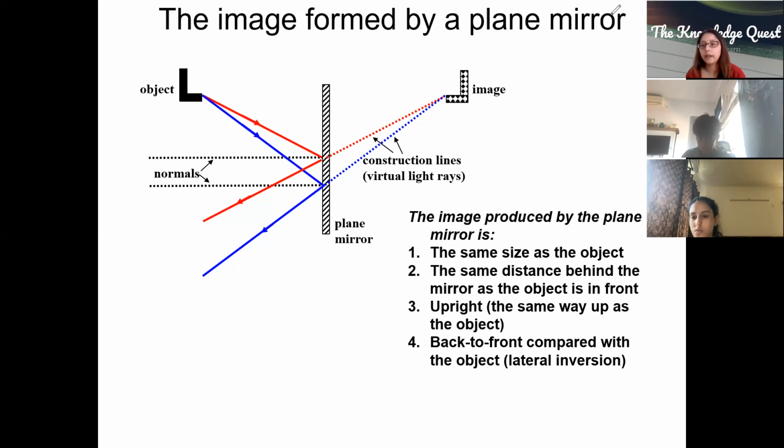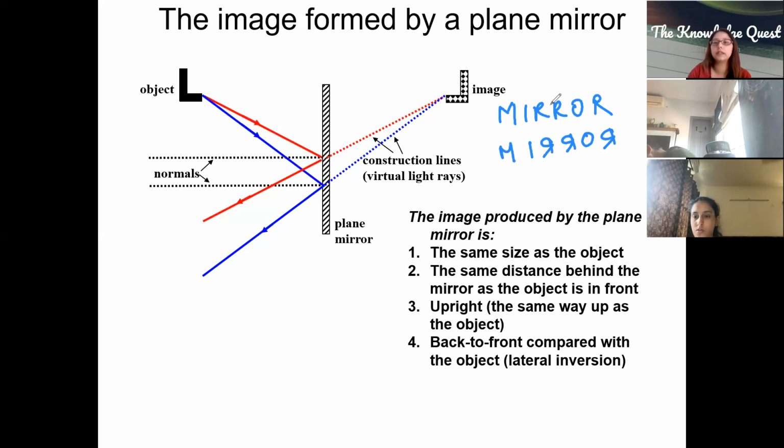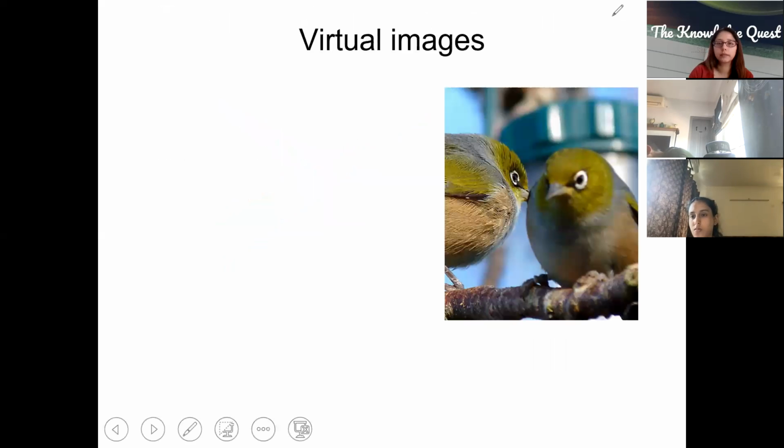Enough? If you see the word mirror, I'll write the word mirror here. Let me write mirror. If this is what you write in front and you stand in front of a mirror, that's how you will see it. That's called lateral inversion.